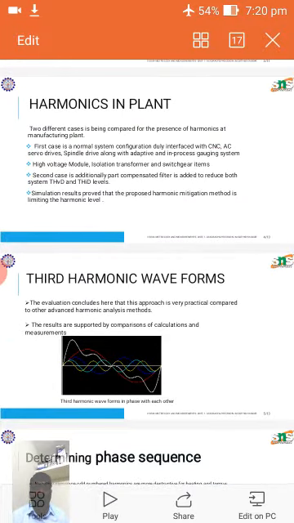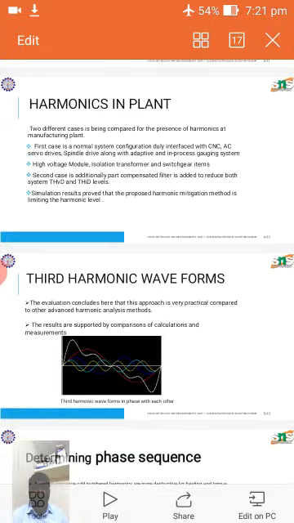Harmonics in plant. In this case study, two different cases are compared for the presence of harmonics at a manufacturing plant. Case one is a normal system configuration interfaced with CNC, AC servo drives, spindle drive, along with adaptive and in-process gauging system, high voltage module, isolation transformer, and switchgear items. And in case 2, additionally, a passive compensated filter is added to reduce both systems' THVD and THID levels.